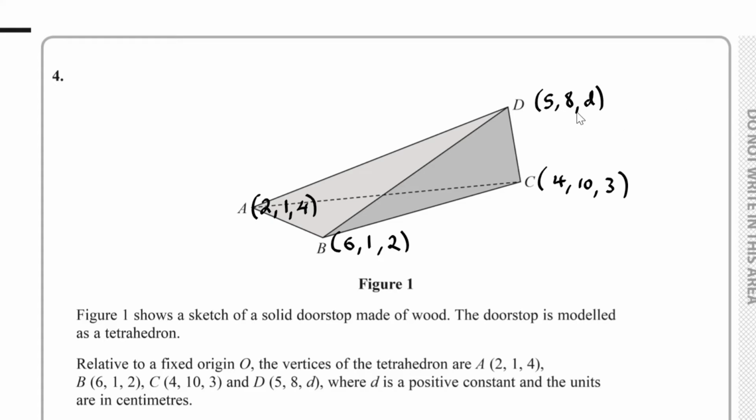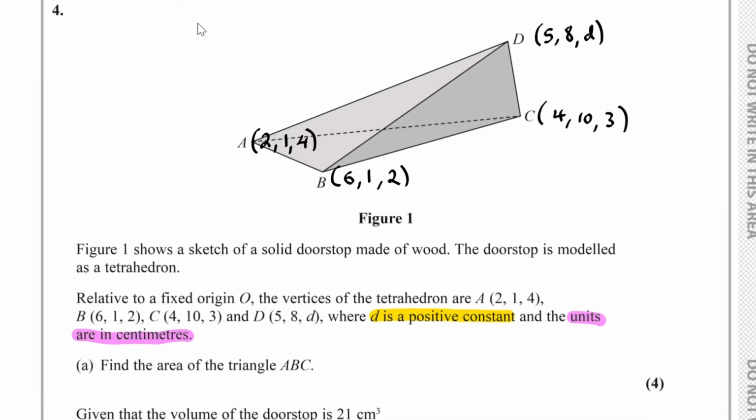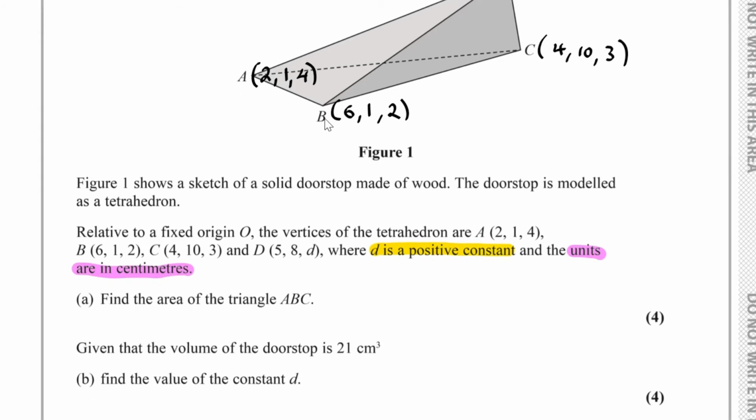d over here is a positive constant and the units are in centimetres. I think it's a good idea to highlight that. d is a positive constant and the units are in centimetres. For part a, we have to find the area of the triangle ABC. That's actually quite easy. First of all, the area of the triangle ABC is equal to 1/2 times the magnitude of the product of AB times AC. So we need to actually work out what the vectors AB and AC are.